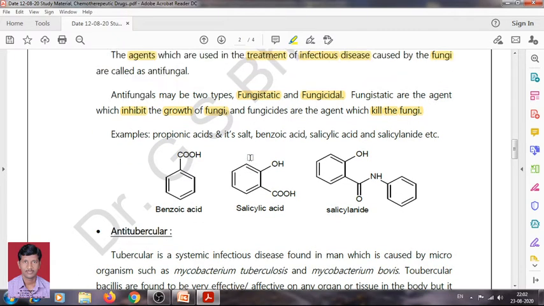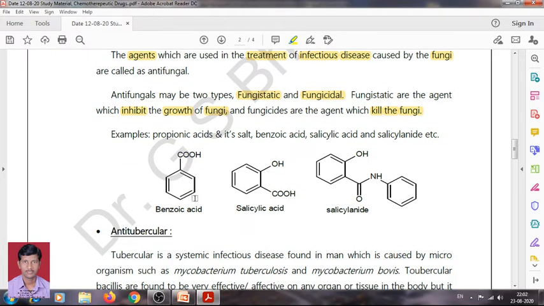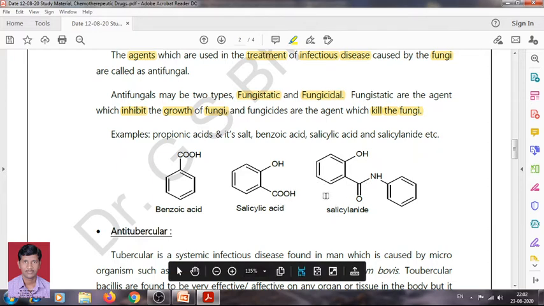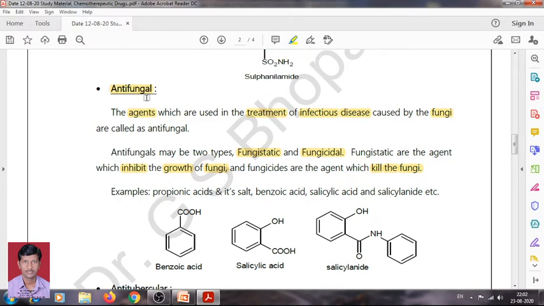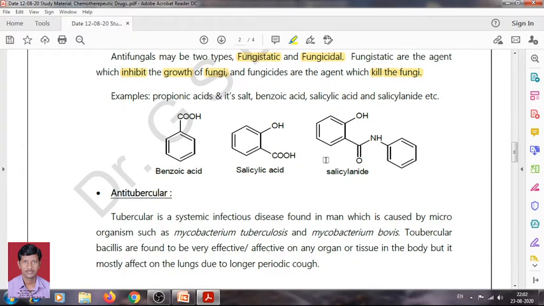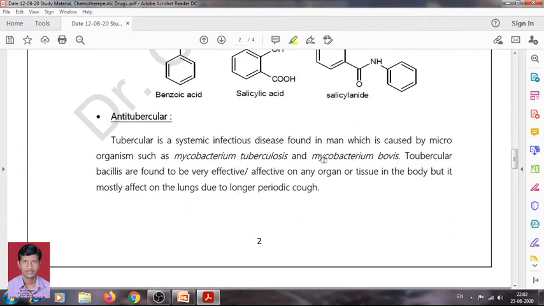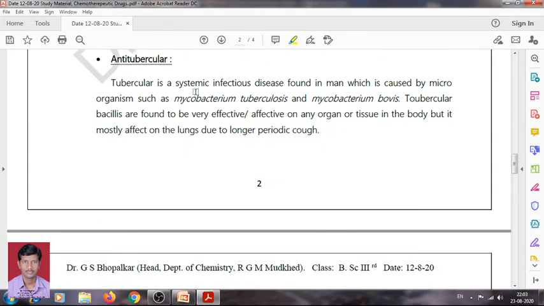And the examples of antifungal agents are benzoic acid, salicylic acid, salicylamide. All these are familiar examples which are used as antifungals. They may be fungistatic or fungicidal. Okay. Now the next chemotherapeutic agent is the antitubercular agent.